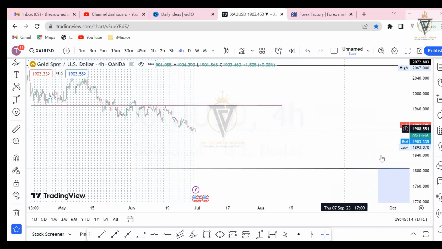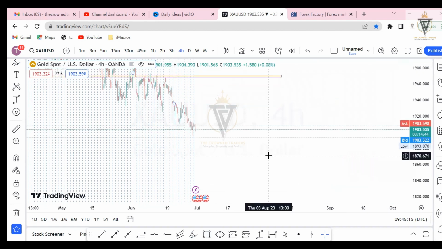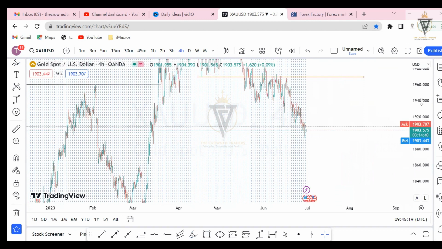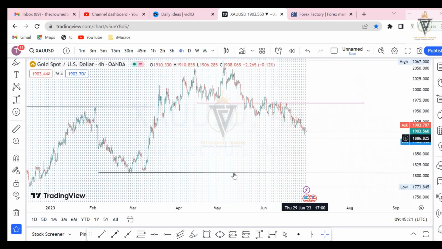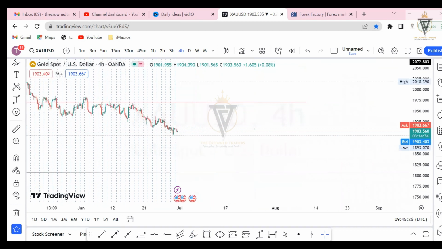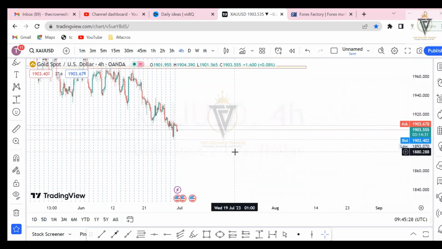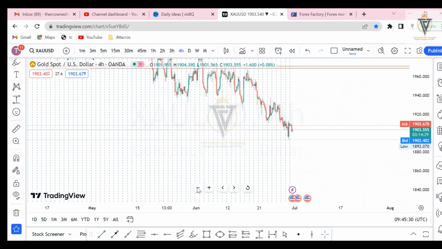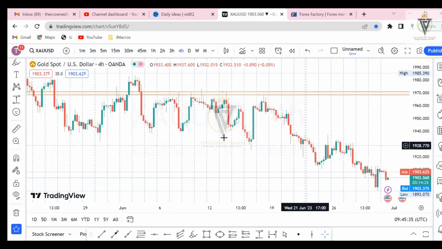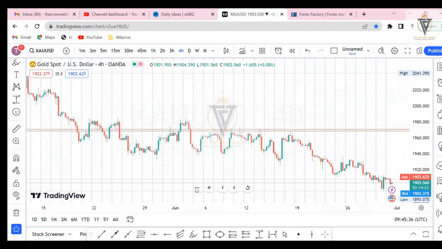On 4 hours, gold is bearish, kind of. On daily, gold is bearish, but it's on a corrective move. Okay, it's bearish on a corrective move currently. But anything can happen, and the market is always right.